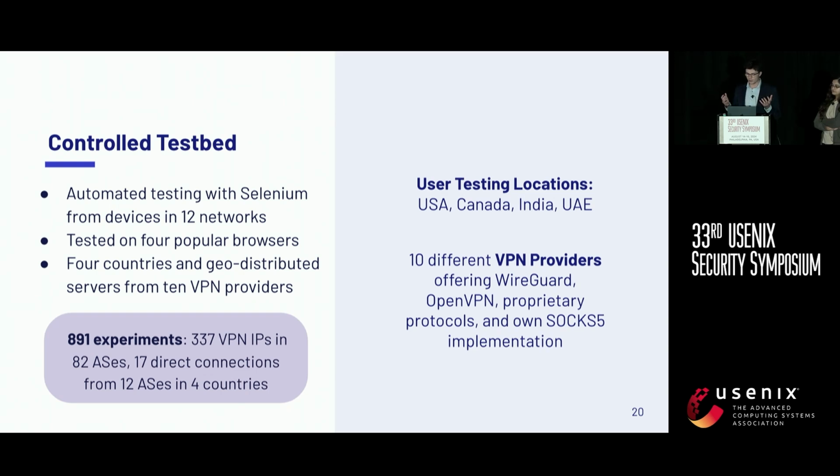So, the first approach was a controlled testbed experiment using devices in different networks on 4 popular browsers. We automated the testing mechanism and ran direct measurements from 4 different countries in 12 different networks. We used geo-distributed servers as proxies from 10 different VPN providers and collected a total of 891 experiments.